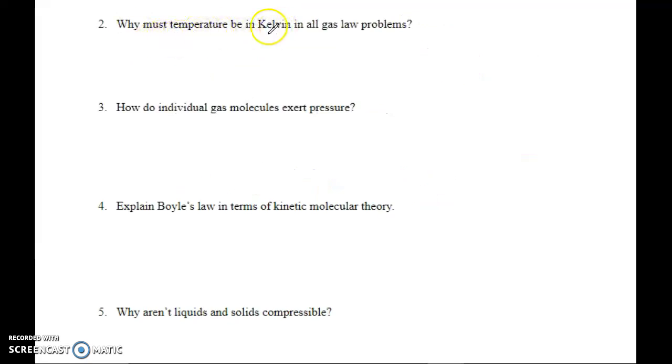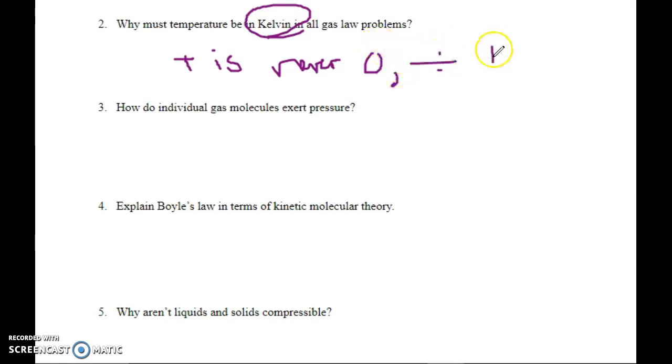Okay, really important: temperature always has to be converted to Kelvin, so that T is never 0. Again, that's so you don't ever have division by 0. It never happens because of the Kelvin.